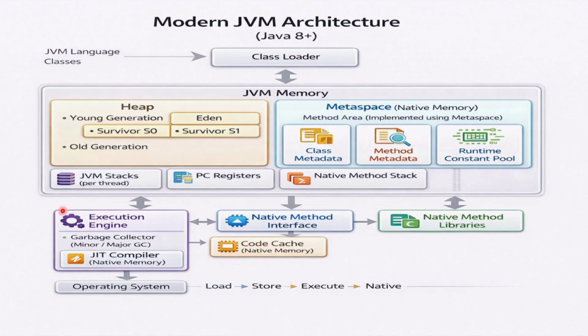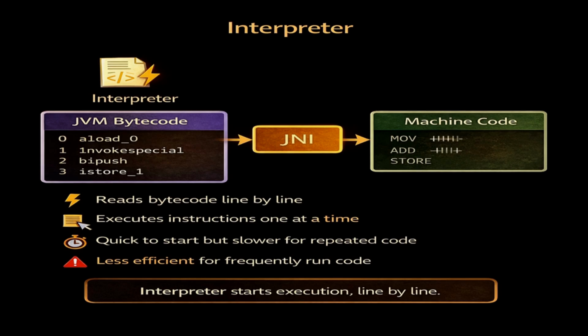Today we are going to see the third part of the video, the execution engine, along with other modules like native method interface, native method libraries, code cache, and JIT compiler. Now let's start with the interpreter, which is the first component of the execution engine. After class loading and memory setup, the JVM needs to execute the code. The interpreter does this by reading the Java bytecode and executing it line by line.